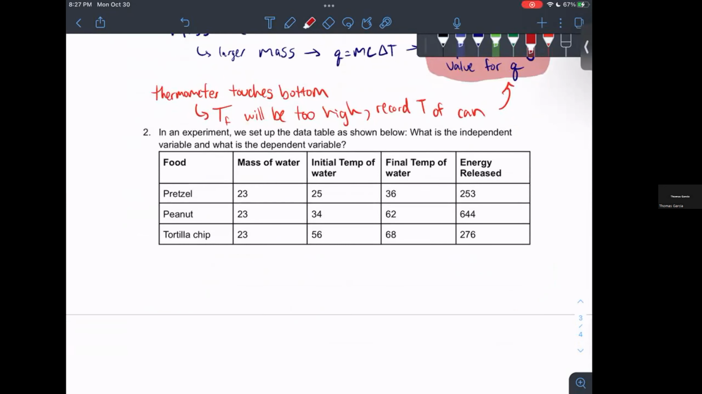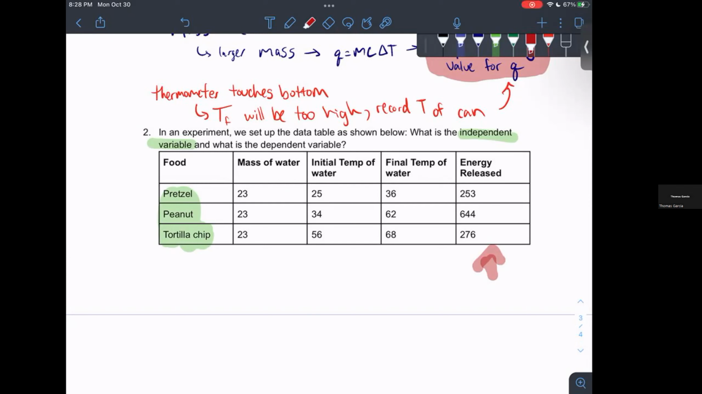All right, in an experiment, we set up the data table shown below. What is the independent variable and what is the dependent variable? Well, the independent variable is the thing that we change. So our independent variables will be the foods. We're changing the foods. That's what we control. Our dependent variable is what we're measuring off that. And it may seem like it's the energy released. And that is what we're calculating.